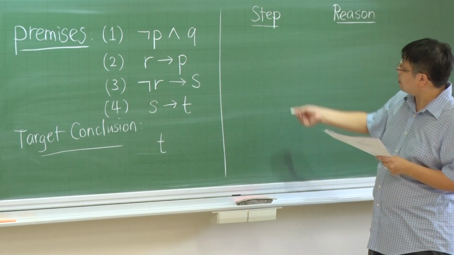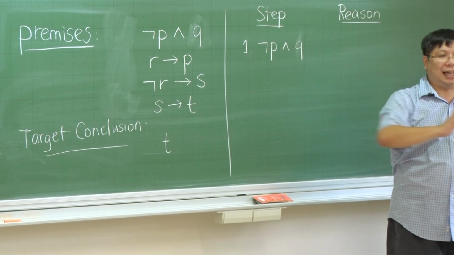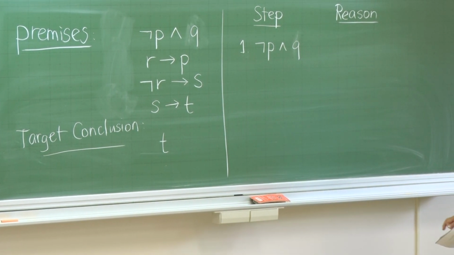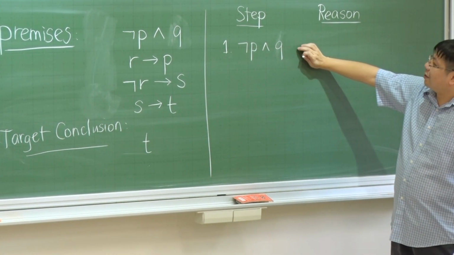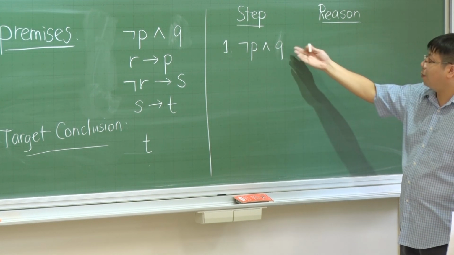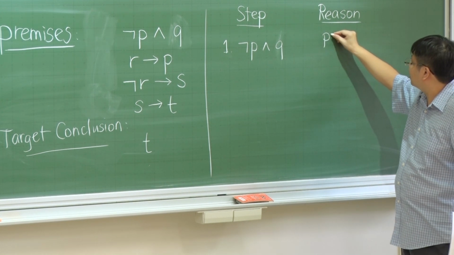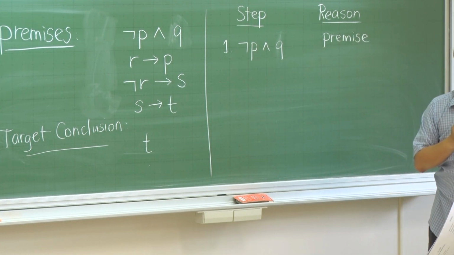There is a typo here in the slides. There is no typo in what we're writing here. So it's not P and Q. Sorry for the mistake. So the first one is not P and Q. What is the reason? The reason why this is true is because it is the premise. We assume that the premises are all true. Is that okay?